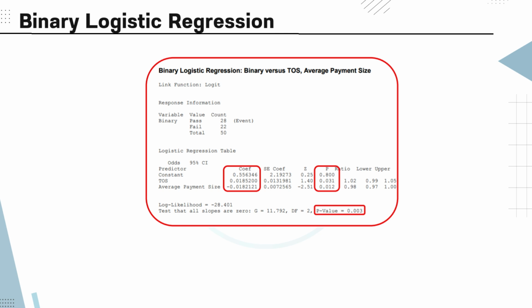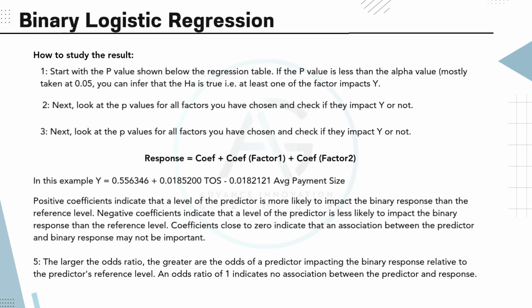Summary: this model is statistically significant overall, and both predictors, TOS and average payment size, are individually significant. The analysis helps us conclude that these factors influence the probability of a successful outcome. Let's now go over how to interpret the results of a binary logistic regression in a step-by-step manner.